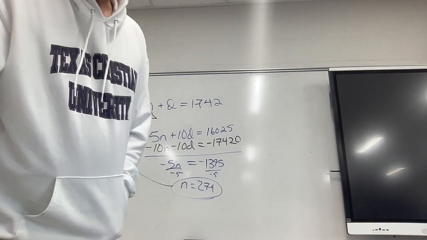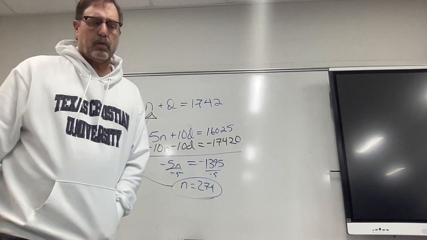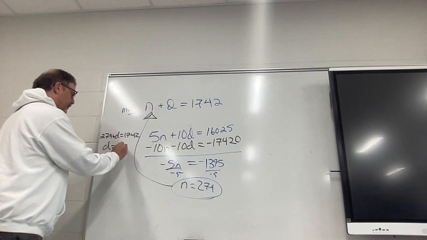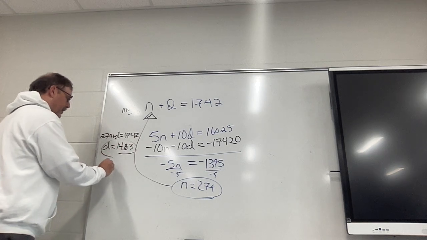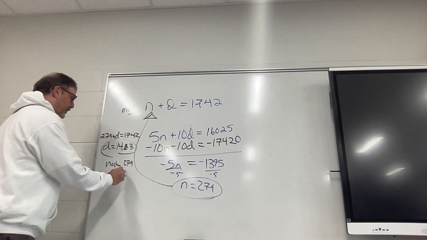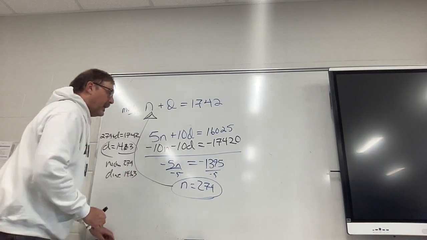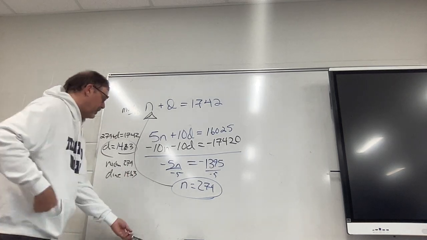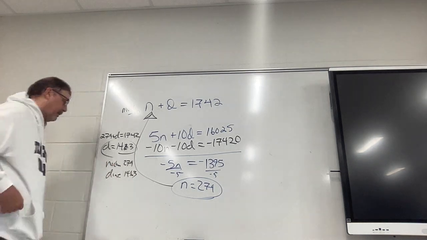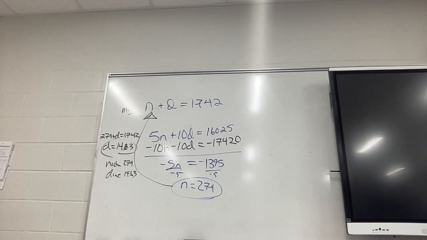Nickels 279. Dimes 1463. I am so impressed on people wanting to do things well. Does 279 plus 1463 equal 1742? Say yep. Yeah. If you take a nickel times 279 and a dime times 1463, I hope you get $160.25.